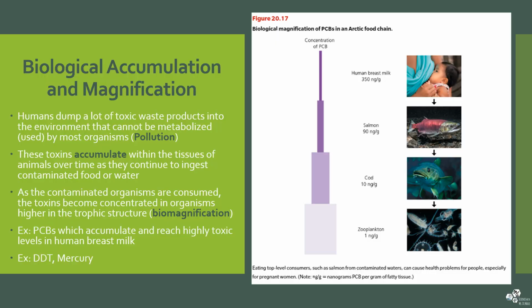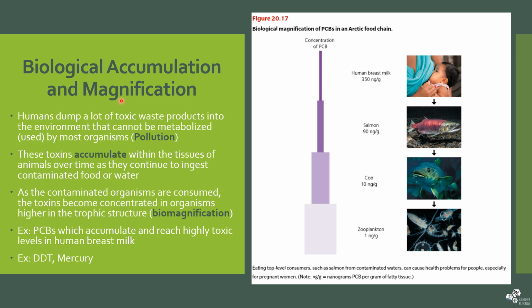So when we look at that pyramid and we think about how nutrients and energy are being passed from level to level, we come to this kind of an issue that humans have unfortunately been a big cause in creating in the environment. And that is this idea of biological accumulation and magnification. So pollution, or humans dumping toxic waste products into the environment, has been a problem basically since humans have started to do any kind of industrialization or altering chemicals, things like that.